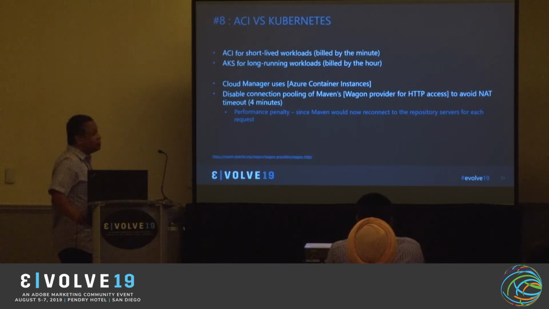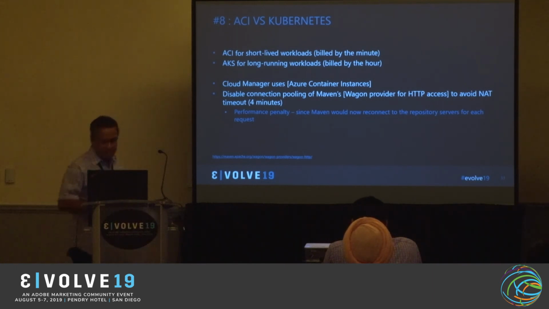Our own cloud manager uses Azure container instances, as I mentioned. But we did run into one problem with these containers, and that was a weird combination of a timeout on a load balancer and how Maven behaves. But anyway, we had to actually configure Maven, especially what's called the wagon provider for HTTP. I didn't even know such a thing existed within Maven, but we had to fix its own behavior, which is a connection polling behavior, to make it all work because we were hitting some problems.